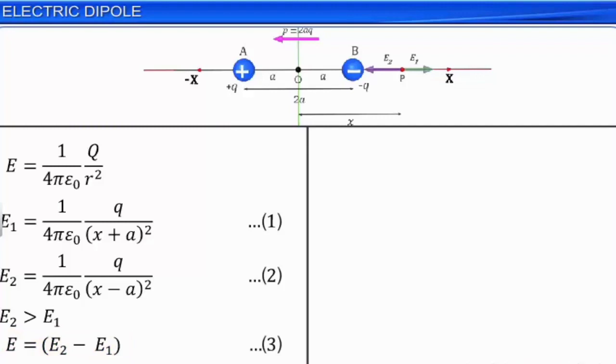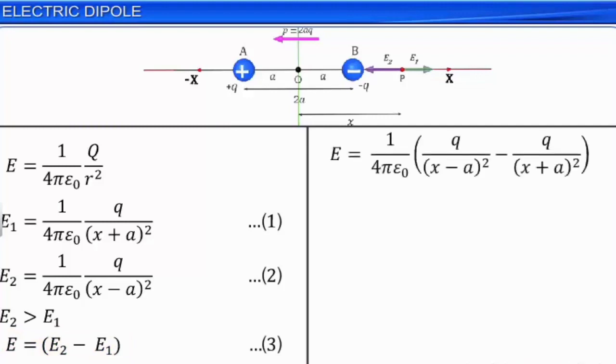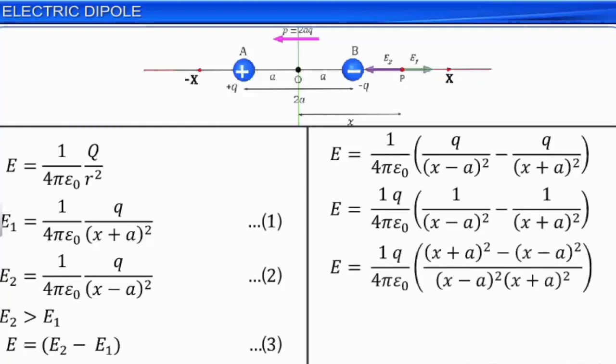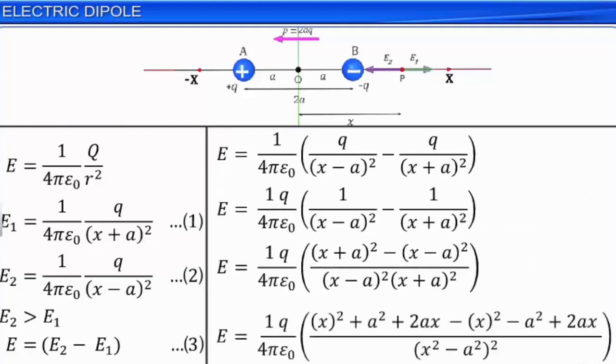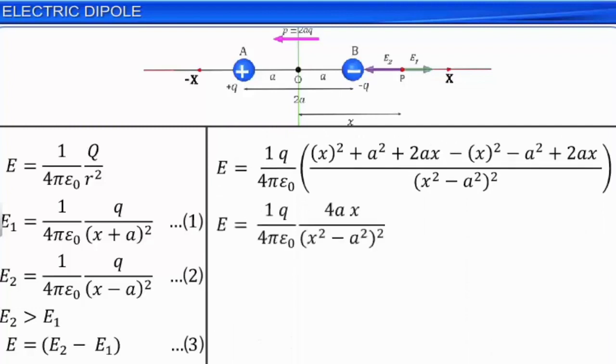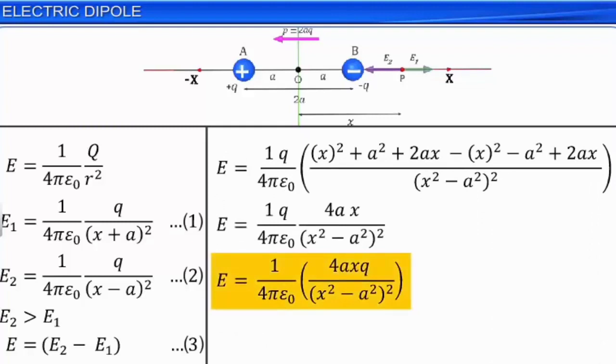Substituting the values of E2 and E1 and simplifying, we get the expression for the electric field strength E equal to 1 by 4 pi epsilon naught, 4aqx by (x square minus a square) whole square. Let this be equation 4.